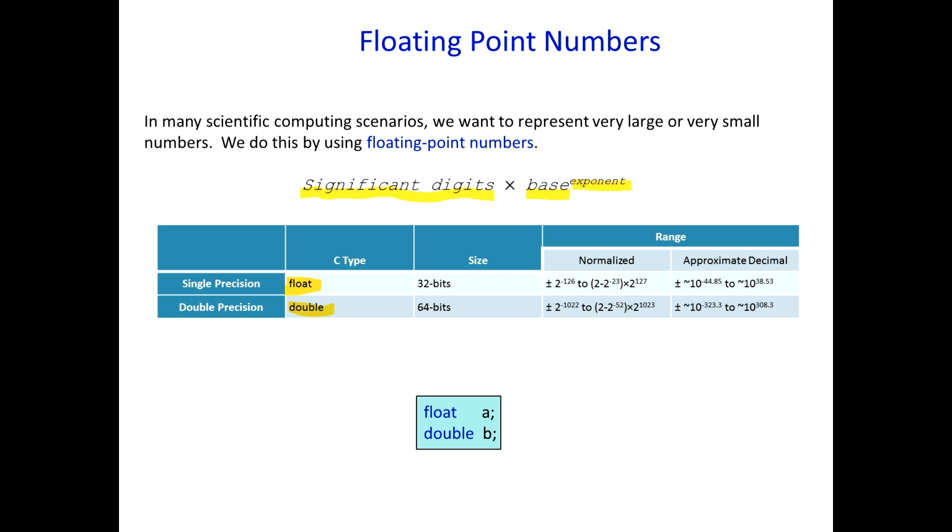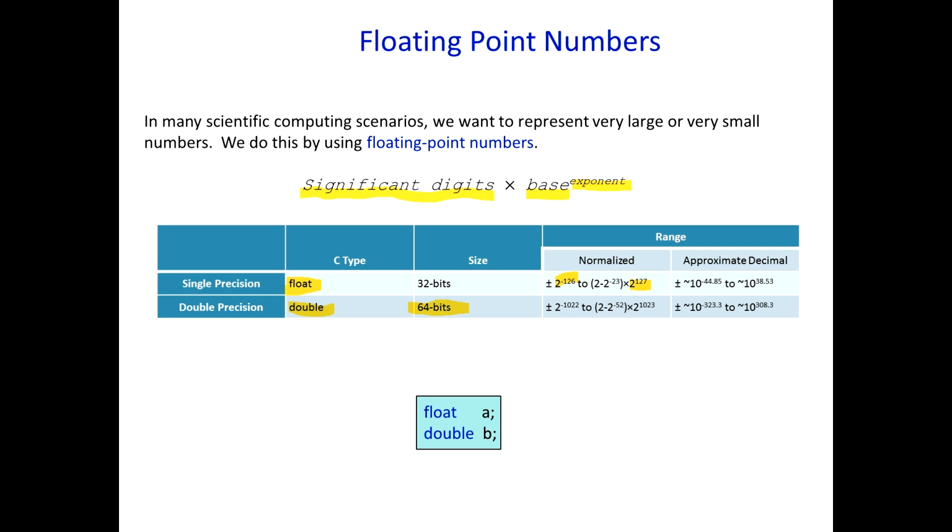So we can get very small numbers by saying 2 to the minus 126, or pretty large numbers of 2 to the 127. And the approximate decimal would be 10 to the minus 44, which is pretty small, or 10 to the 38th power, which is pretty big. Well, sometimes that's not small enough or not big enough, so we can double the representation here. If we do that, we can represent numbers as small as 10 to the minus 323 to numbers as large as 10 to 308, which covers pretty good ground in terms of the numbers you need represented.